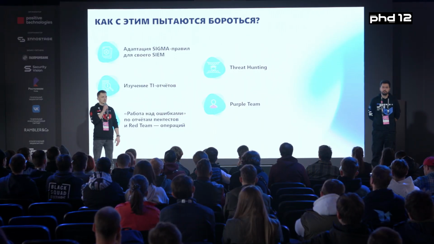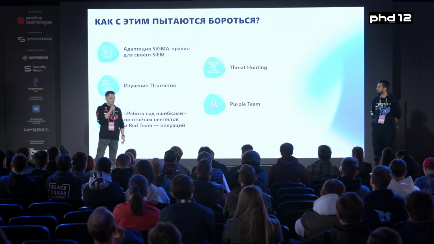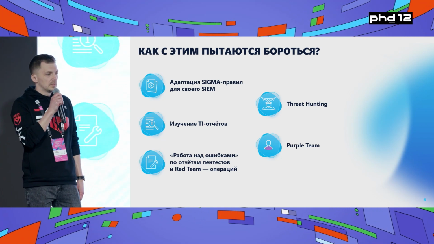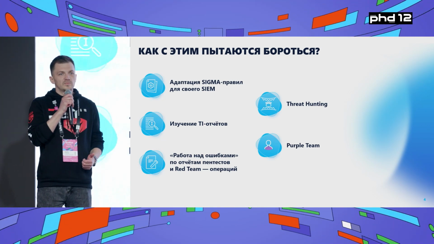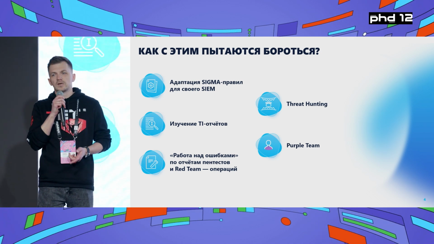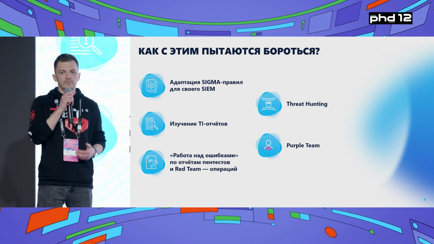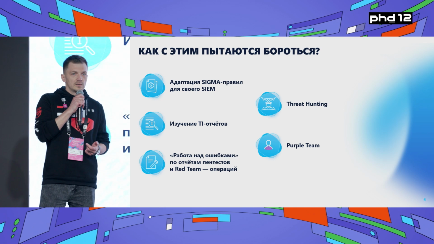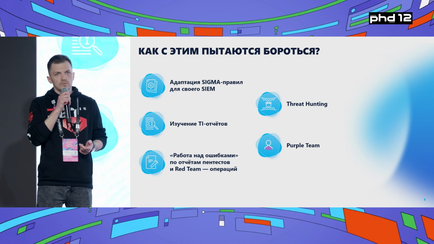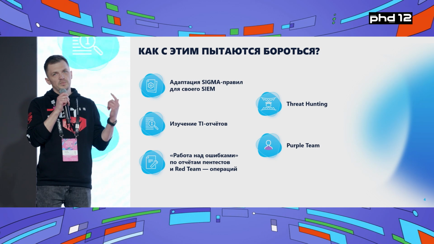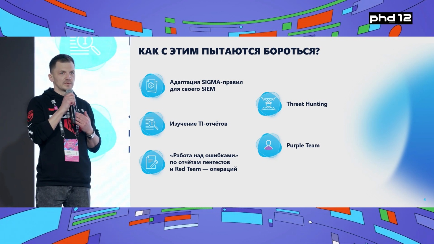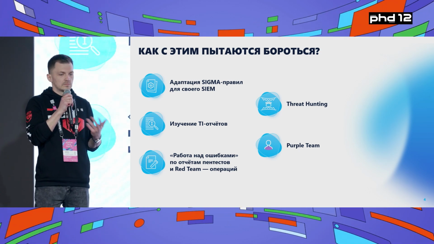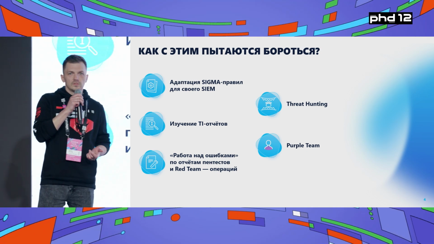Let's have a look at what methods and means are being used by SOC in order to address that problem. One of the methods is to adapt Sigma rules for your SIEM. Such approach is being applied very often, but there is one deficiency about that. First of all, still the rules would be published with a delay. Secondly, there is another factor. When actually you translate that into SIEM, there might be some errors and the rules would be useless.